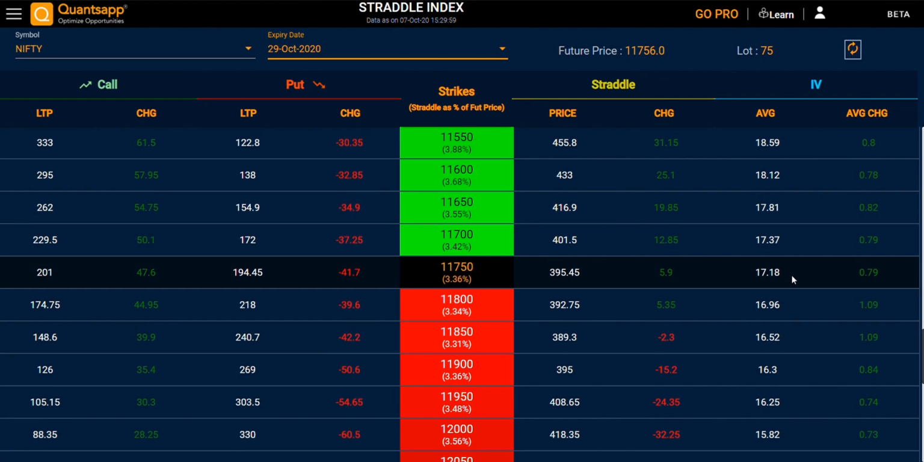Lastly, in the same way, you can track the straddle price at the various strike prices of an index or stock, while taking your desired index or stock along with the desired expiry.